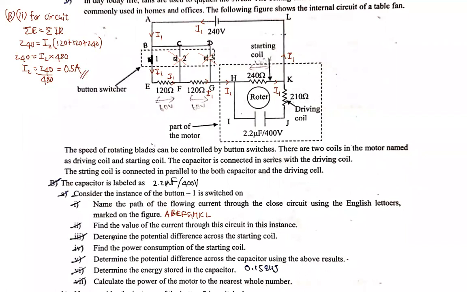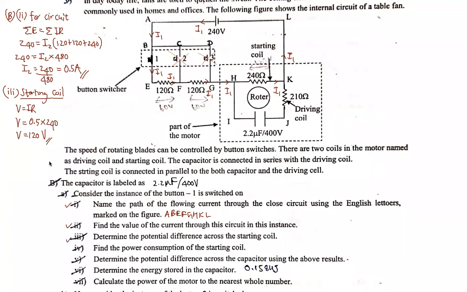Done. Determine the potential difference across the starting coil. For Roman 3, for the starting coil, we can apply V equals IR. So V is equal to the current 0.5 and the resistance of that is 240 ohm. So the answer is 120 volt. So we are done with this.